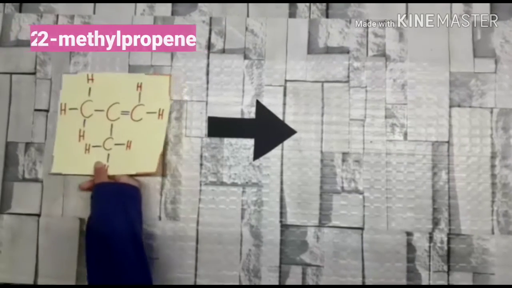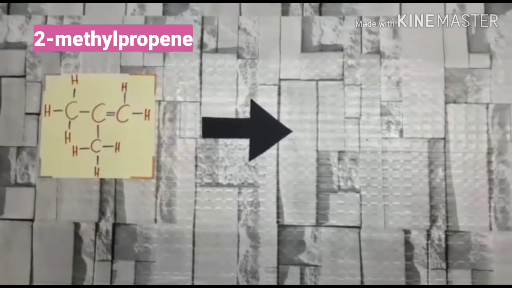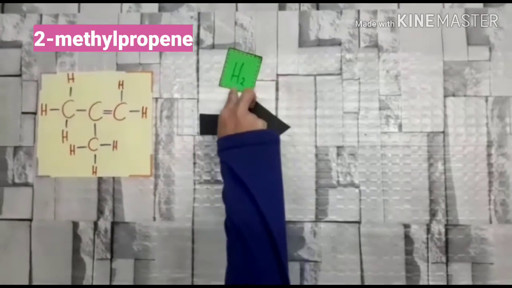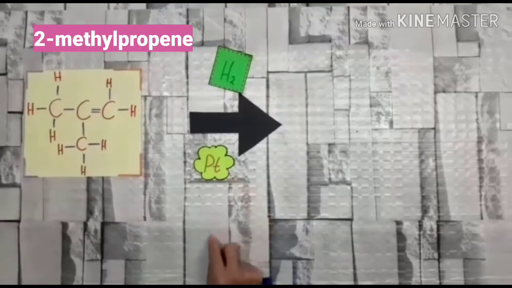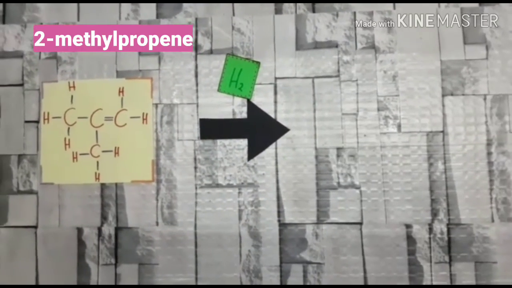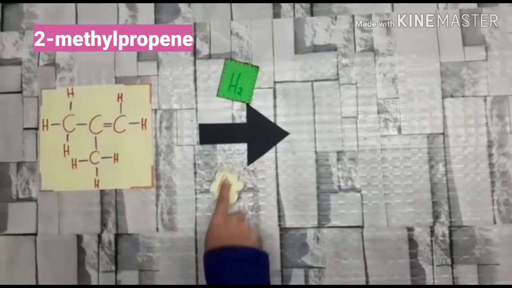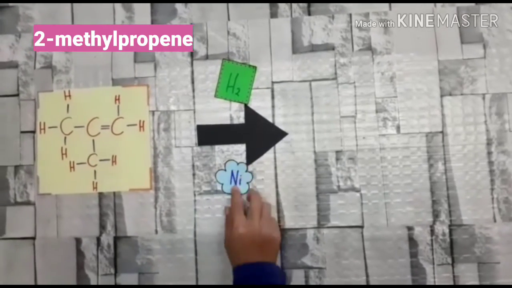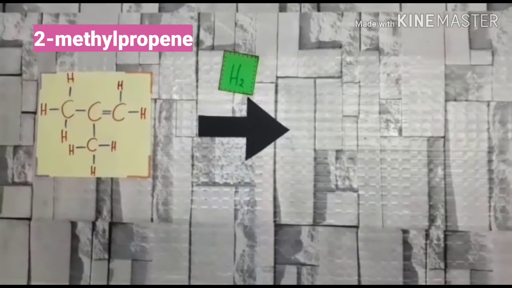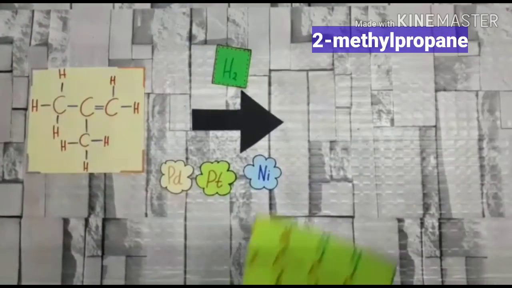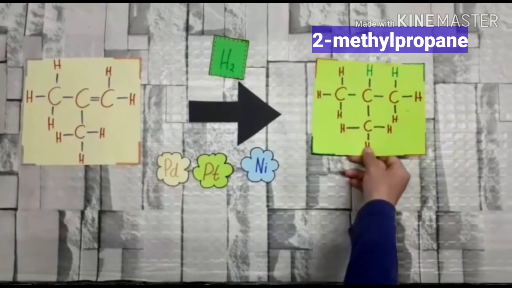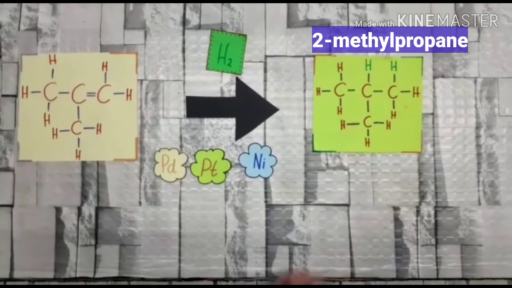For another example, when 2-methylpropene combines with hydrogen gas in the presence of catalysts such as platinum or palladium or nickel, this reaction will produce 2-methylpropane. So the double bond of 2-methylpropene will break down to form 2-methylpropane.